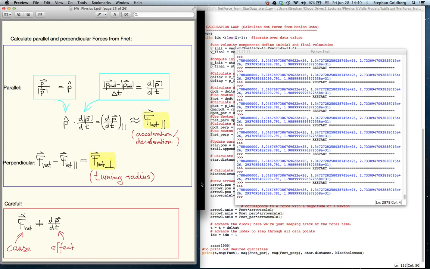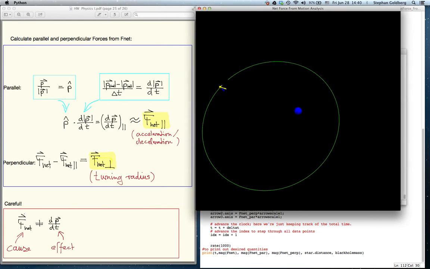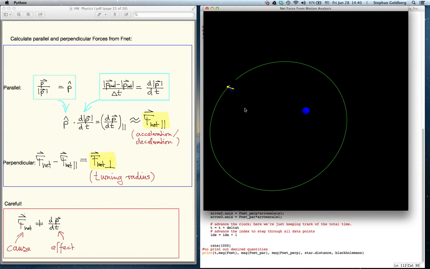Now, also in the visual presentation we saw the parallel net force component vector and the perpendicular one. How did we come up with those? For the parallel component of the net force, we simply take the unit vector of the momentum and multiply it by the change in magnitude over change in time. So this is the parallel component. I call it the acceleration deceleration.